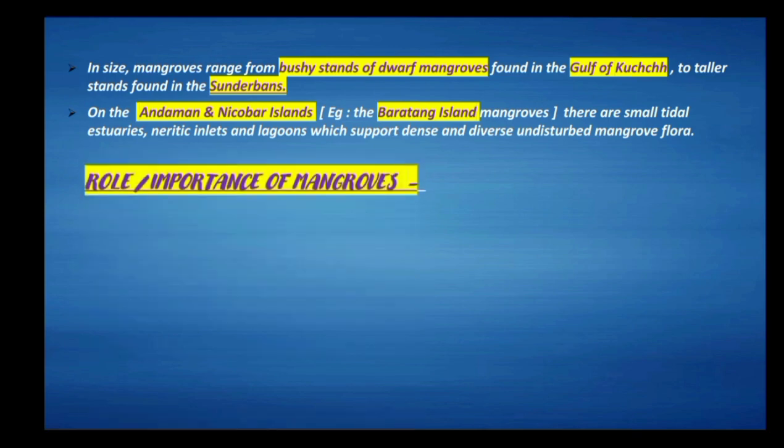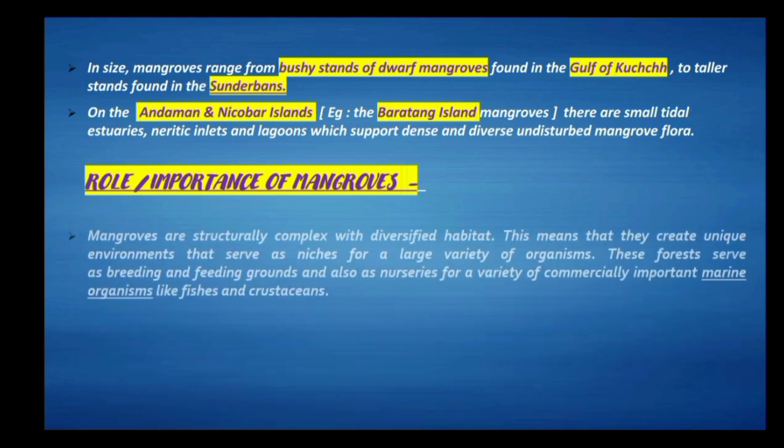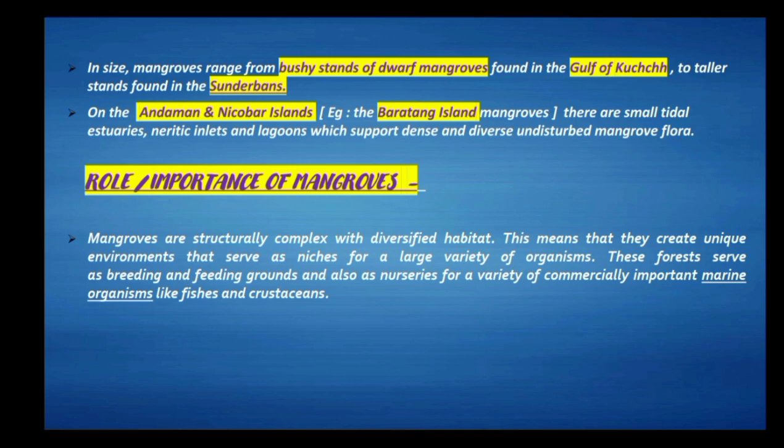Now the next topic, role and some important aspects of mangroves. Mangroves are structurally complex with diversified habitats. This means that they create a unique environment that serves as a niche for a large variety of organisms. These forests serve as breeding and feeding grounds and also nurseries for a variety of commercially important marine organisms like fishes and crustaceans.